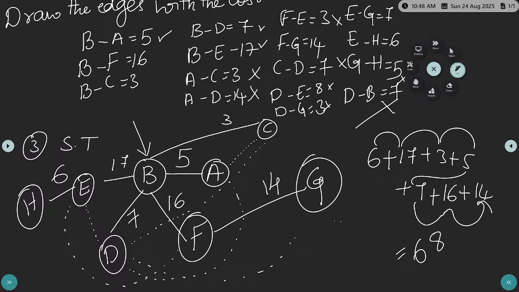Any doubt here? You are able to find out what the spanning tree, minimum spanning tree is. Next, Kruskal's algorithm and Prim's algorithm. Clear? Yes or no? Everyone?